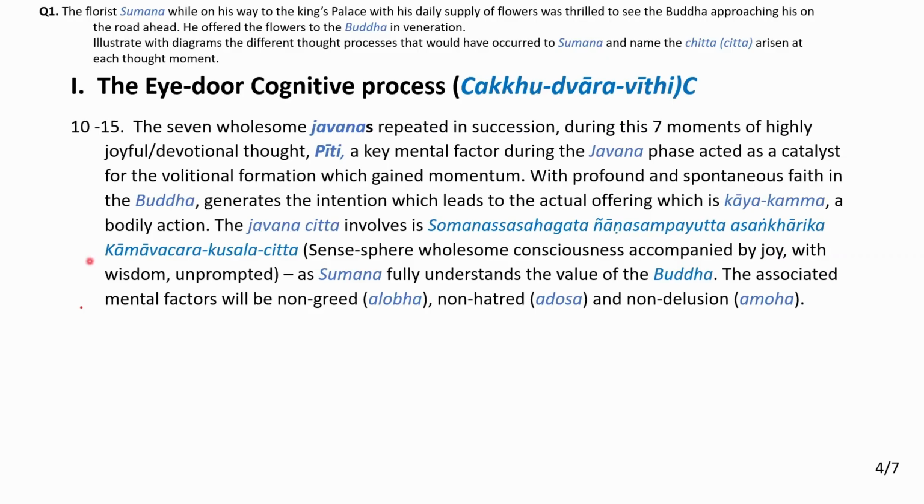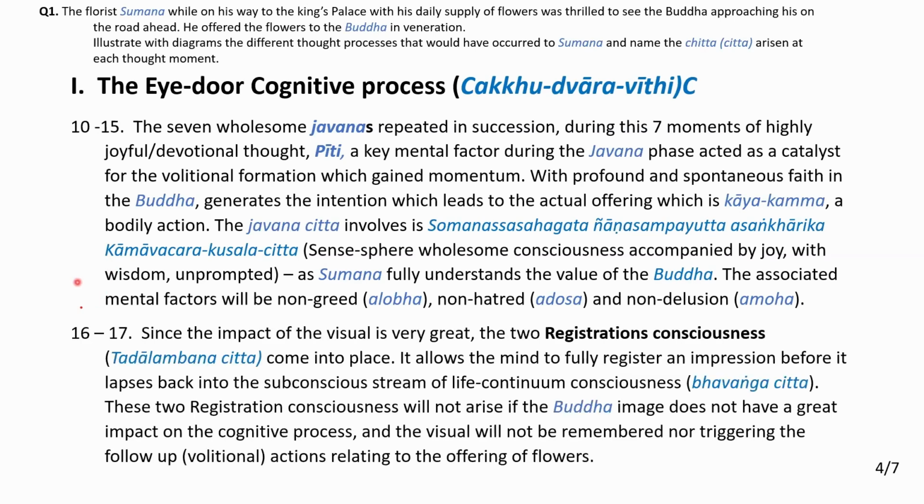As Sumana fully understood the value of the Buddha, hence the associated mental factors will be non-greed, non-hatred, and non-delusion. The last 2 will be registration consciousness, because the impact of the visual is very great.